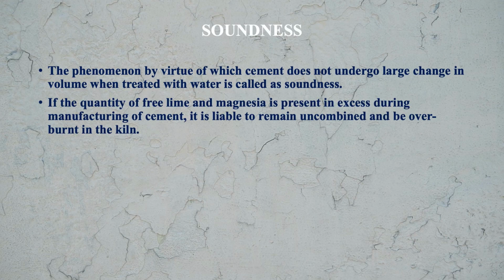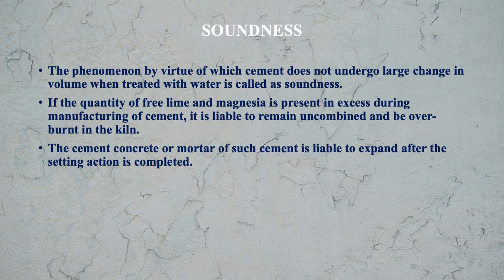If free lime and magnesia are present in excess during manufacturing of cement, they are liable to remain uncombined and to be overburnt in the kiln. The cement concrete or mortar of such cement is liable to expand after the setting action is completed. It is one of the causes of cracking of cement.